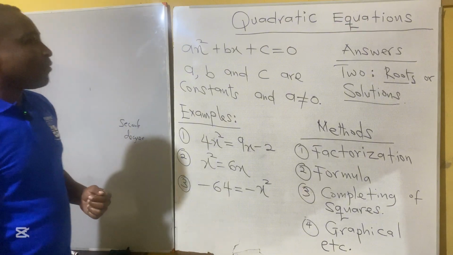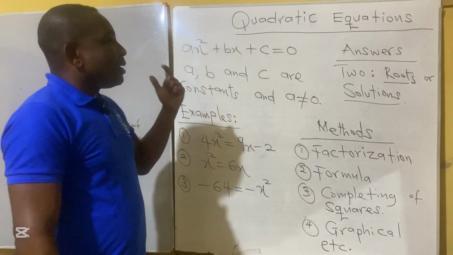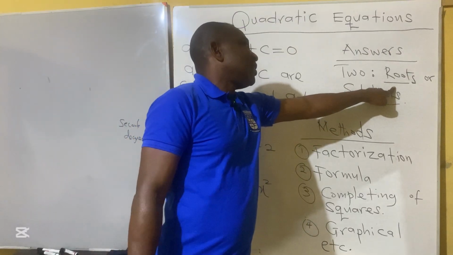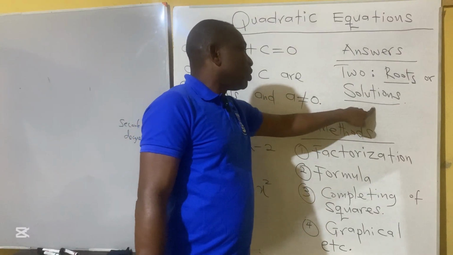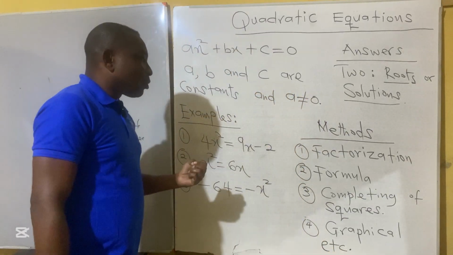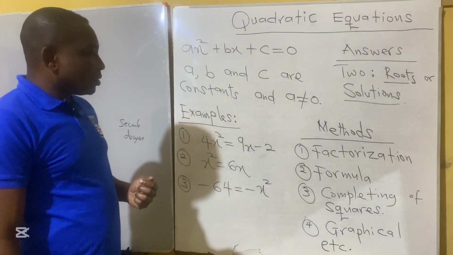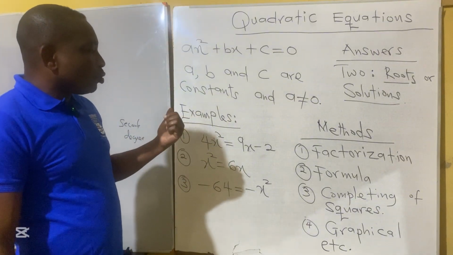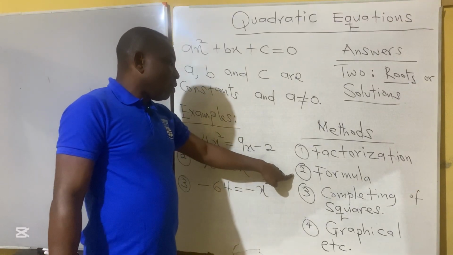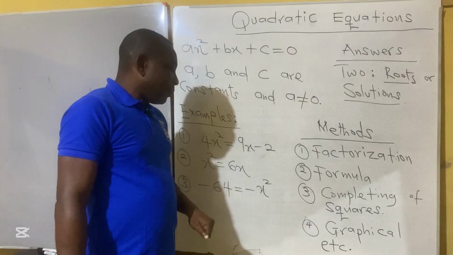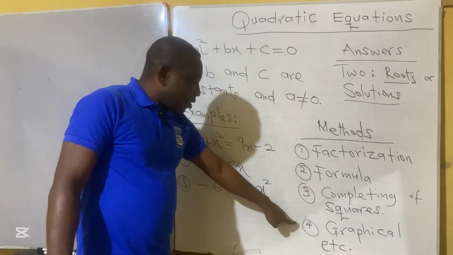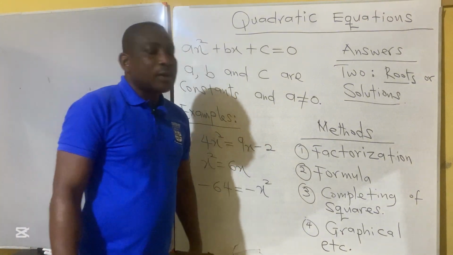Quadratic equations have two answers. The answers of quadratic equations are called roots of the quadratic equation or solutions of the quadratic equation. We have numerous methods for solving quadratic equations. These include 1. Factorization method. 2. Formula method. 3. Completing the square method. 4. Graphical method, and so on.